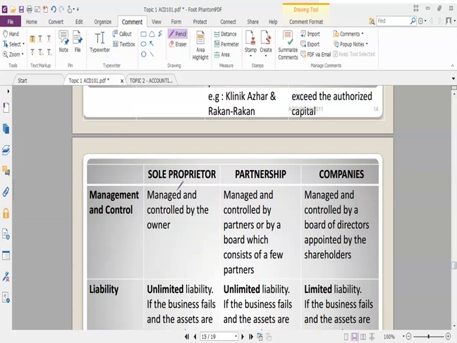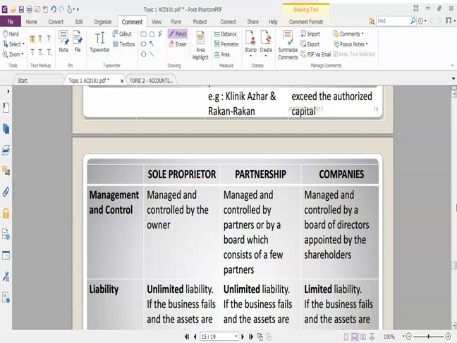Let's look at management and control. A sole proprietorship is managed and controlled by the owner itself, and a partnership is controlled by the partners. But for companies, the shareholders are just the owners of the company. Who manages and controls is the CEO, the Chief Executive Officer, a management team appointed by the directors or the shareholders. That is about management and control.